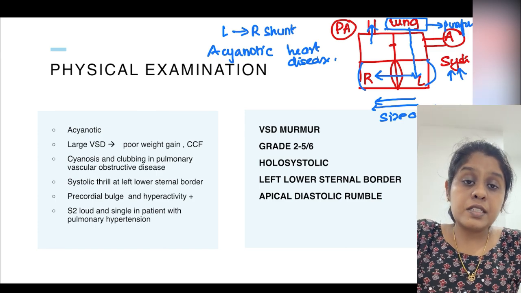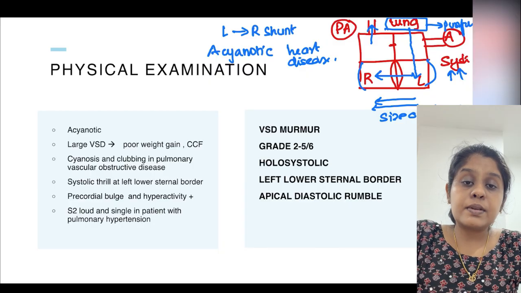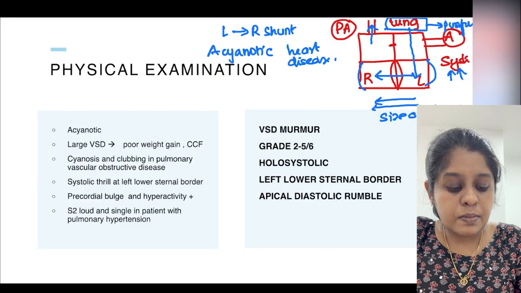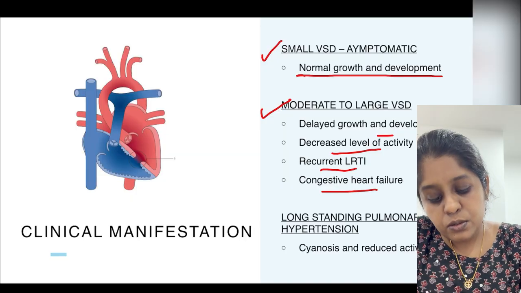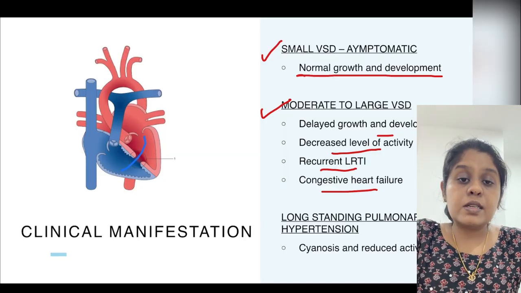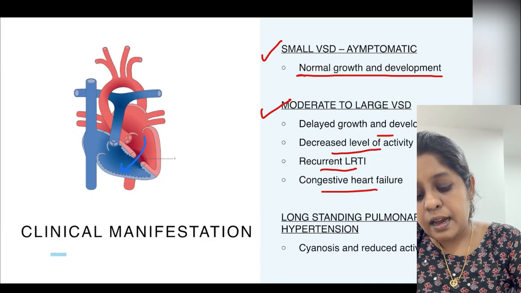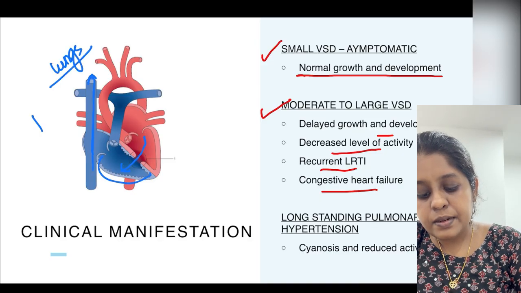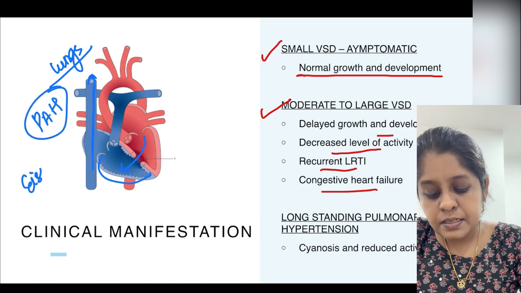So what happens eventually? Because of this constant overloading, there will be an increase in the pressure that develops in the pulmonary artery and in the lung, which will later lead to pulmonary artery hypertension. So through the VSD, there will be shunting of blood from the left heart to the right heart. From this it goes to the lung. Then because of the overload in the right ventricle and the pulmonary artery, there will be soon development of pulmonary arterial hypertension, and this is called Eisenmengerization.